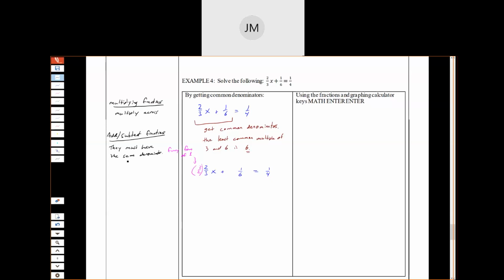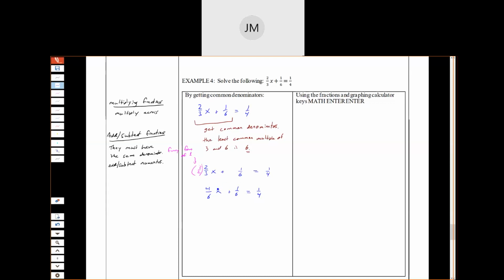Okay, and then you just add and subtract the numerators and keep that denominator. Okay, so here, when I multiply, 2 times 2 gives me 4. 2 times 3 gives me 6. Okay, now I can add the fractions on the left.